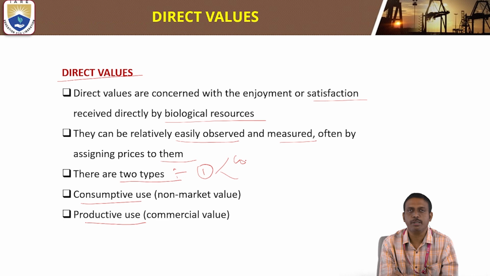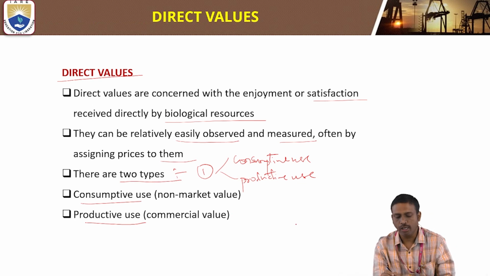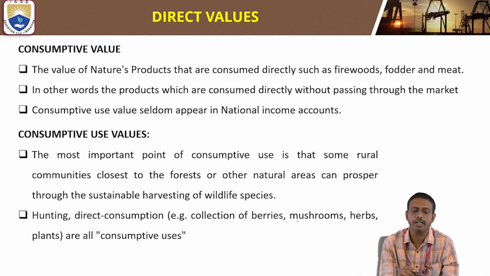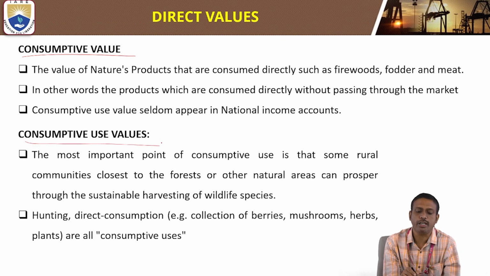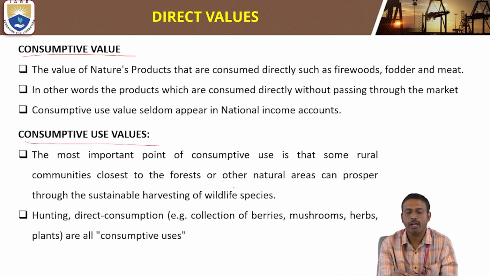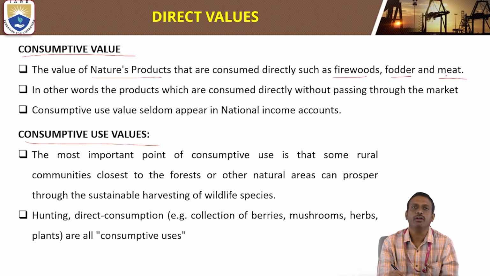One is consumptive use value, and the next one is productive use value. Consumptive use values are non-market values, and productive use values are commercial values. What are consumptive use values? Consumptive use values are values of nature products that are consumed directly, such as firewood, fodder, and meat, which we take directly without any help.